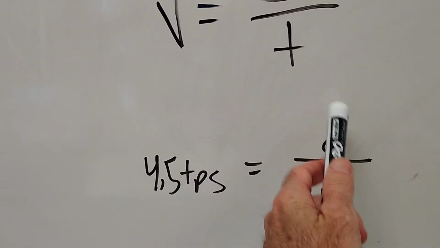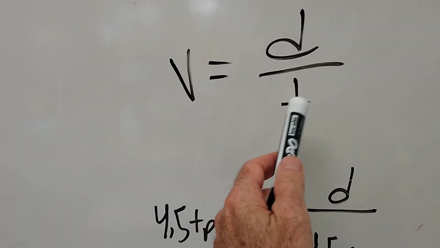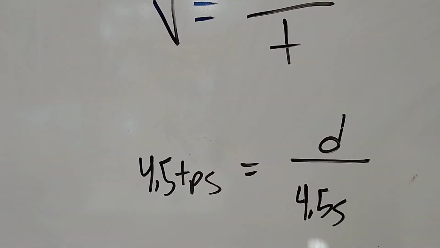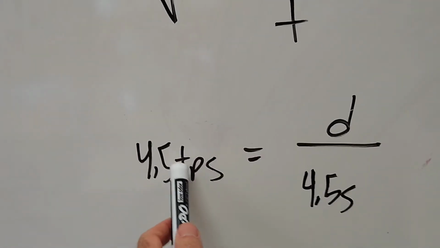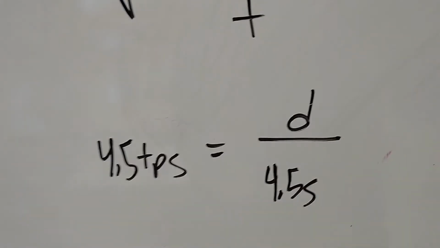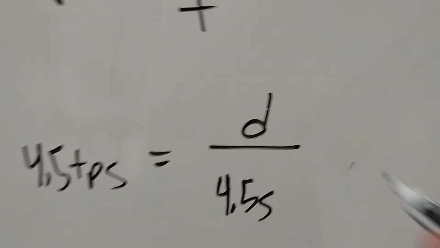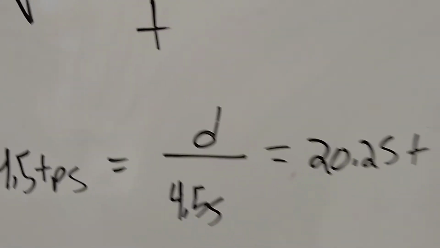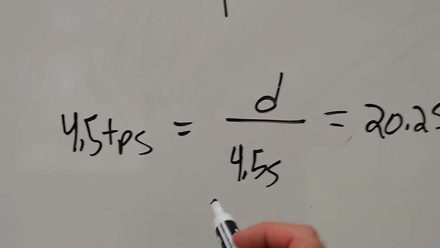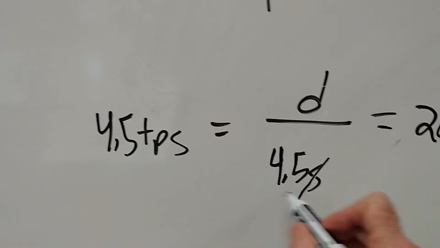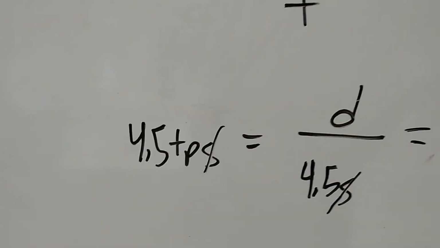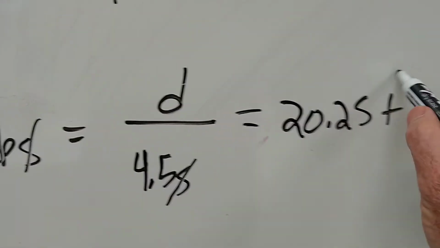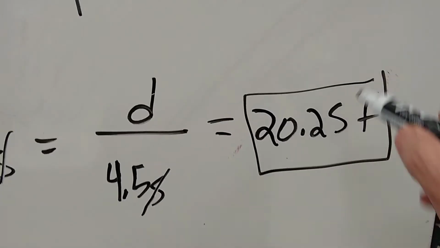So if we're going to solve for this d, we're going to have the time times the velocity will give you the distance. So 4.5 times 4.5 will give you the distance. So we believe this thing is going to be 20.25 tiles down the track. Now, if you look at your units, the seconds per second times seconds cancels out, and the only thing you're left with is tiles, so 20.25 tiles. All right, let's go see what happens.